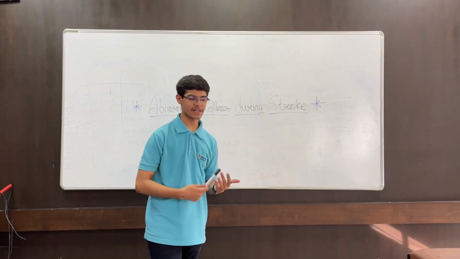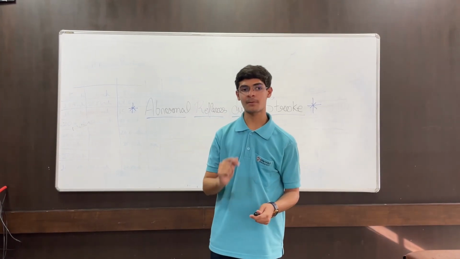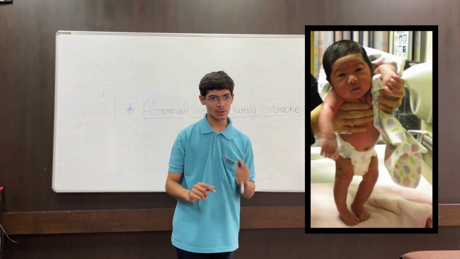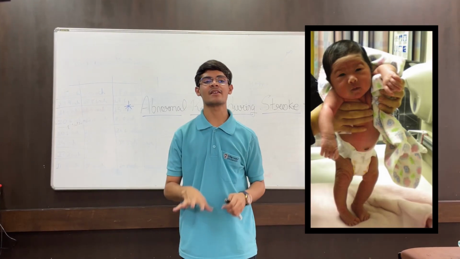The next is positive supporting reaction, in which when pressure is applied at the bottom of the foot, it causes contraction of the muscles of the lower limb, which makes the lower limb like a rigid stilt.